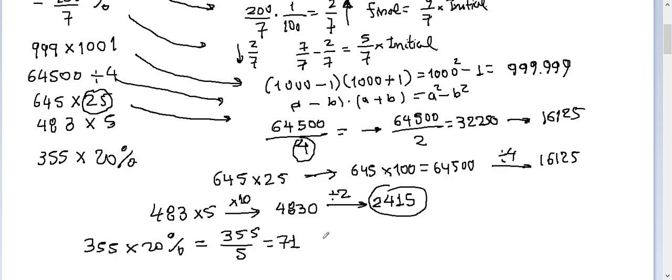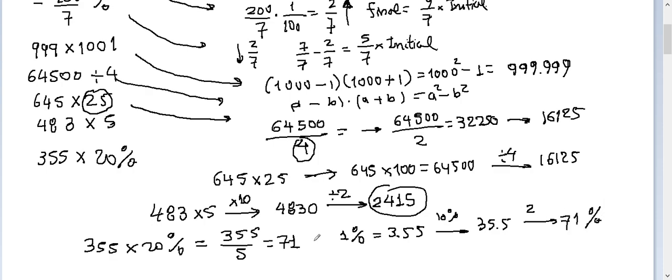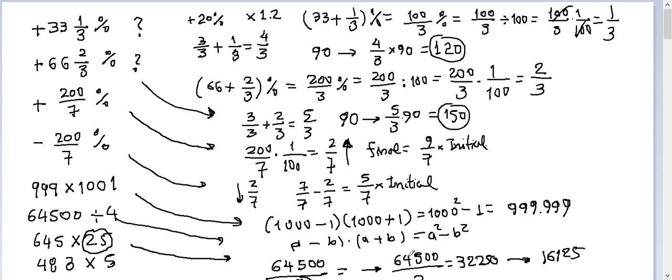Or another way of doing that, if you take 1% of 355 is 3.55. Okay, because you want 20%, you take 10%, 10% is 35.5, and then you double it because you want 20%. So it's 2 times 35.5 is 71. Okay, so 71 actually, without percent. So this is the way of doing some quick operations here.